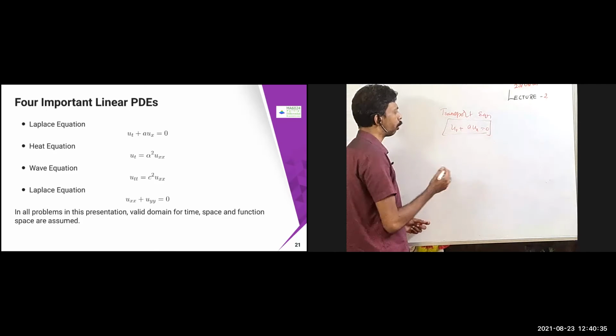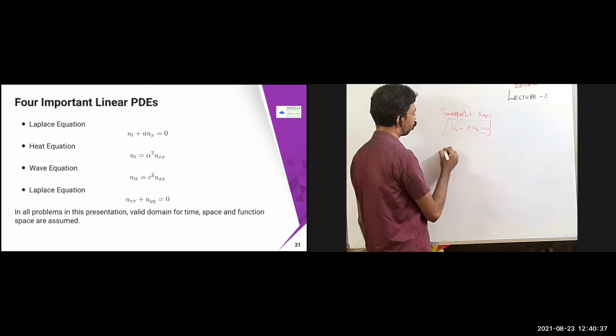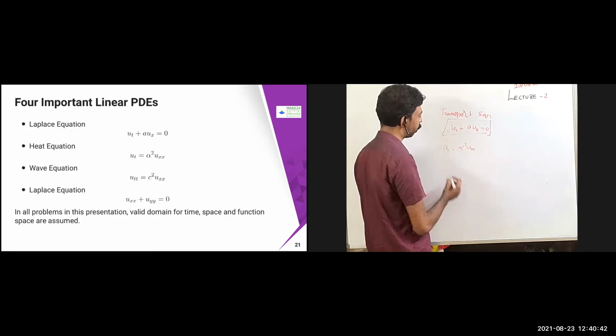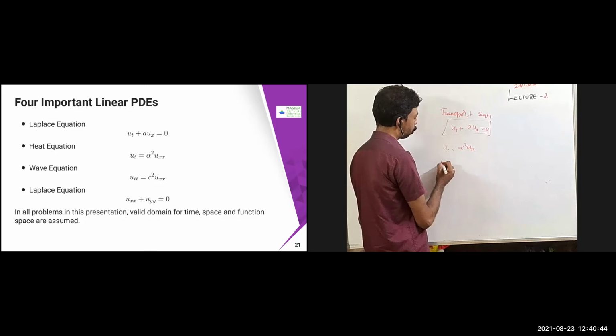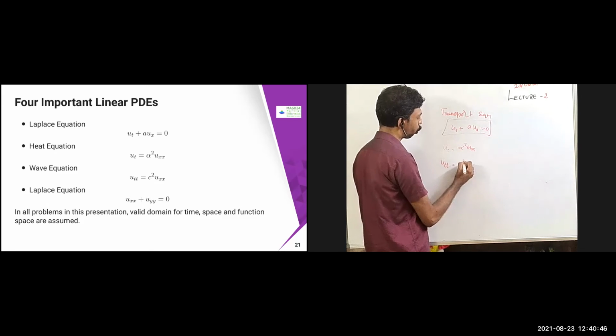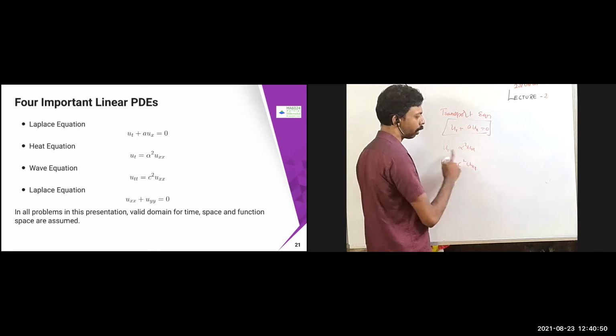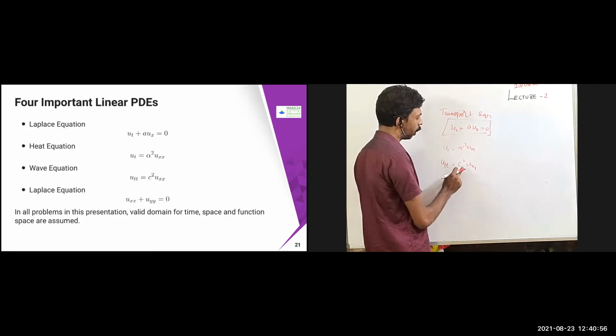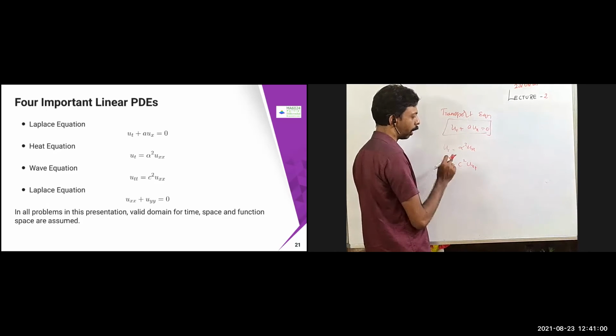Then we have the heat equation. ut is equal to alpha square uxx. This is called the heat equation. Now in the wave equation, you put utt equal to c square uxx. This is some constant. This is some constant for mathematics, but depending on the nature of the problem in different streams, that constant name will change. This is the wave equation. Again, depending on the nature of the problem which is occurring, the name will change.